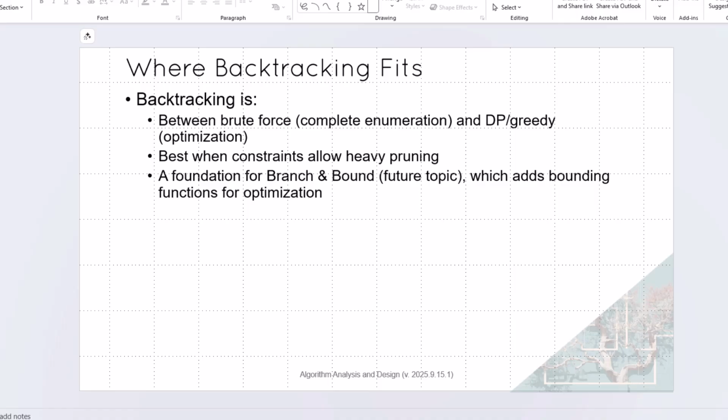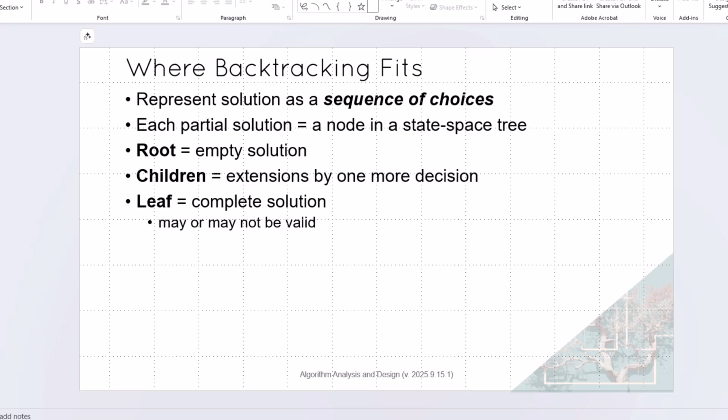We're learning this because it'll provide another paradigm that we'll talk about later on called branch and bound, which adds bounding functions for optimization. So we start with a backtracking technique and add optimization to it. So what's the general strategy? Where does backtracking fit in?